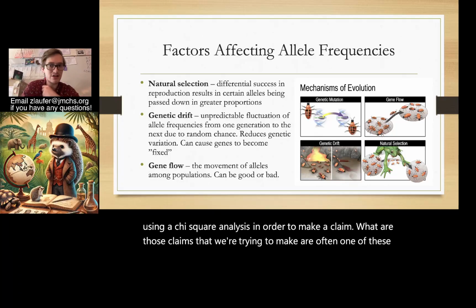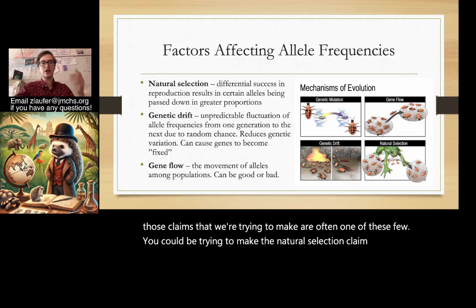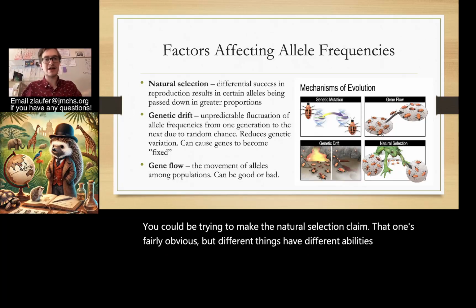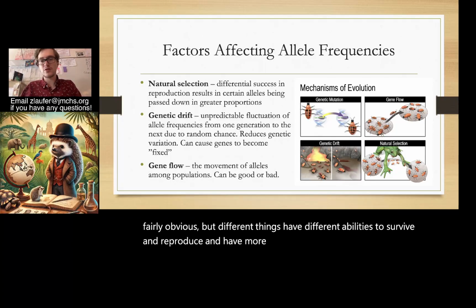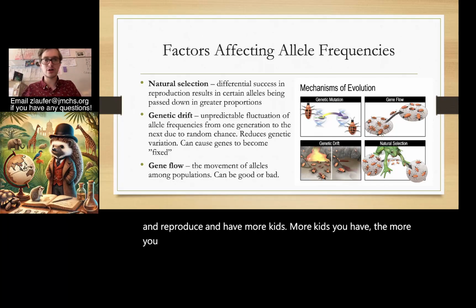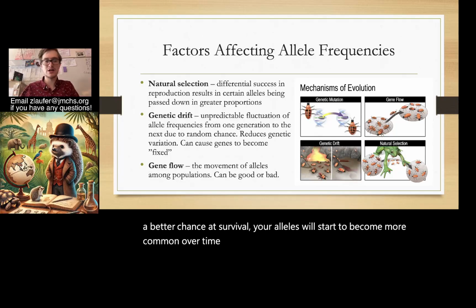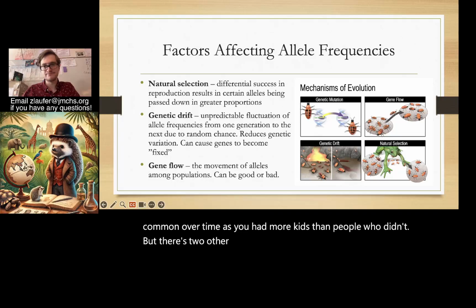You could be trying to make the natural selection claim. That one's fairly obvious, that different things have different abilities to survive and reproduce and have more kids. The more kids you have, the more you contribute your particular alleles to the population. If you have a better chance at survival, your alleles will start to become more common over time as you had more kids than people who didn't. But there's 2 other things that can happen.